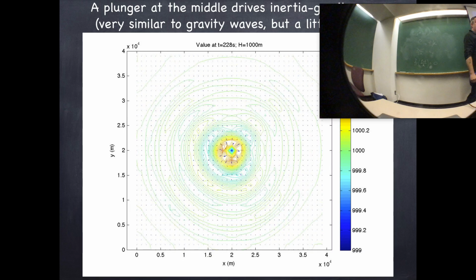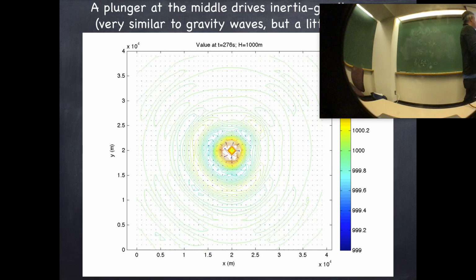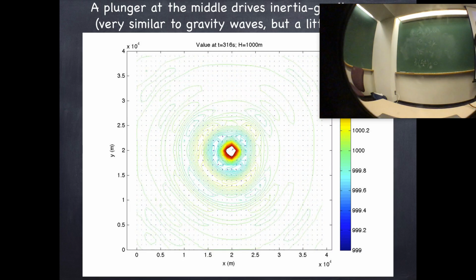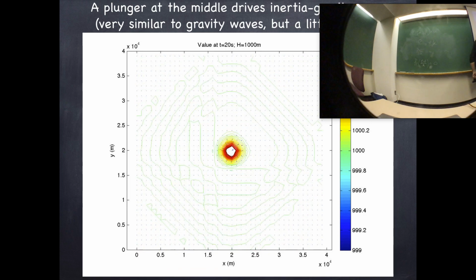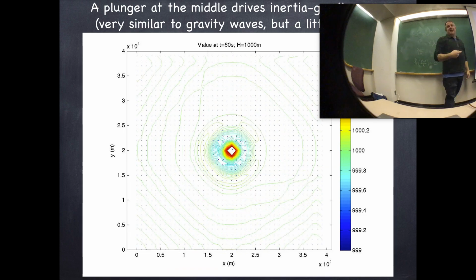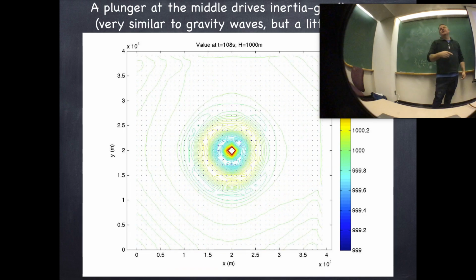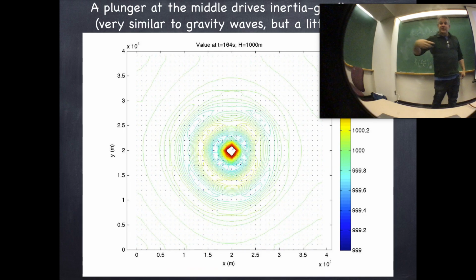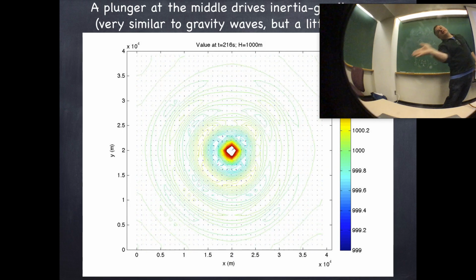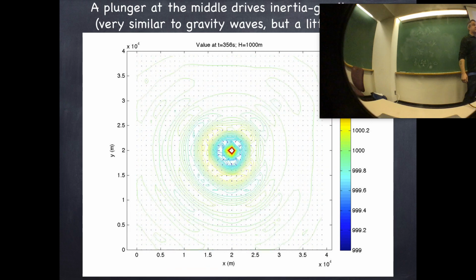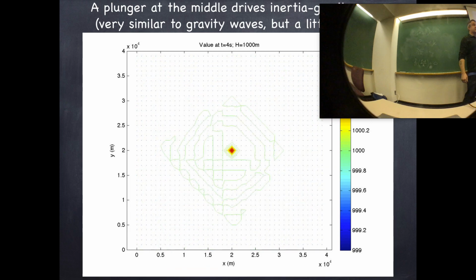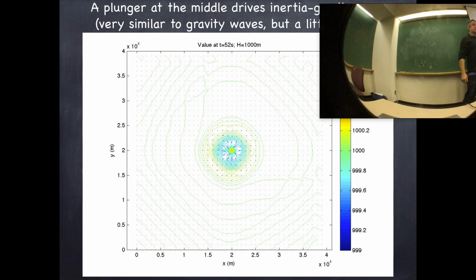But this is actually a rotating system, so it's doing something different than that. It's not just going in and out, it's spiraling in a cyclonic direction, because when it flows out, it feels the Coriolis force and it turns around. So this is a rotating surface gravity wave, which has both the Coriolis effect and the in and out of those shallow water waves.